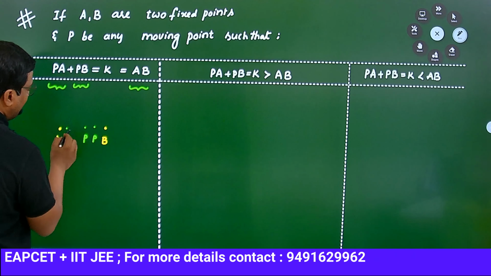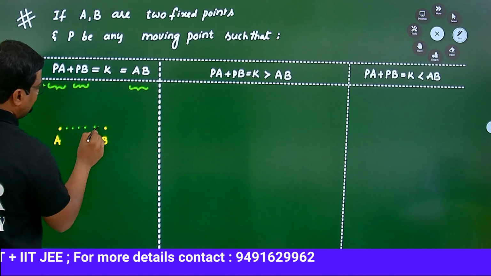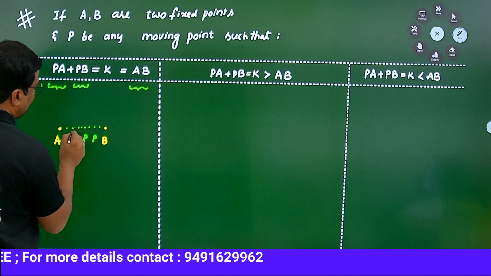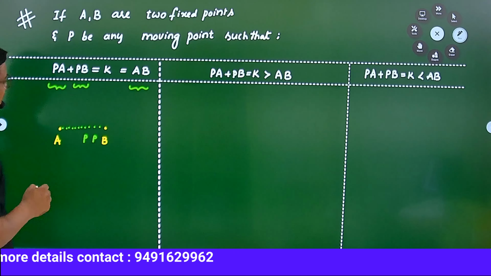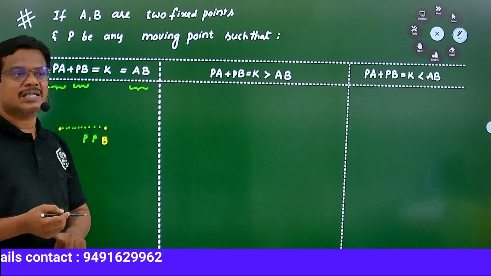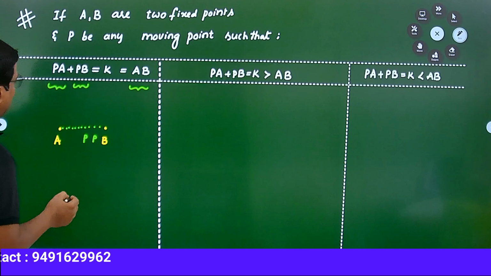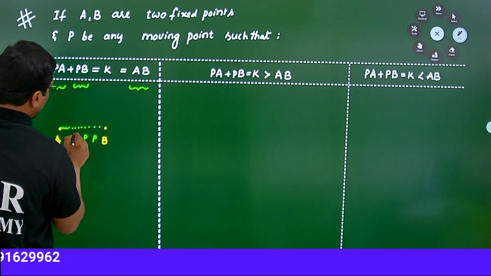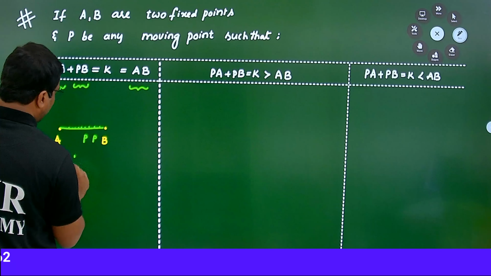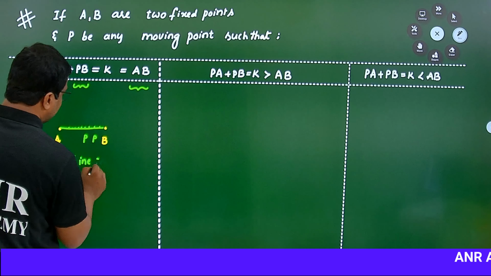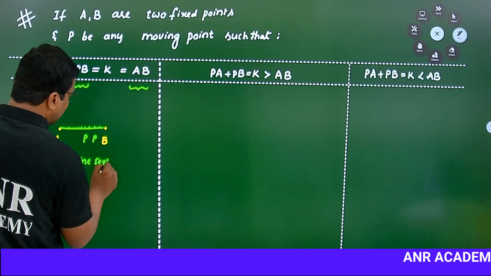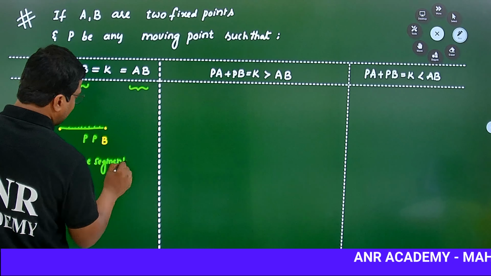If you select a point here, here and here, these are the points only satisfying the condition PA plus PB equal to constant, which is equal to AB. So that joining all these points, we get a line segment. This is the locus of given condition.